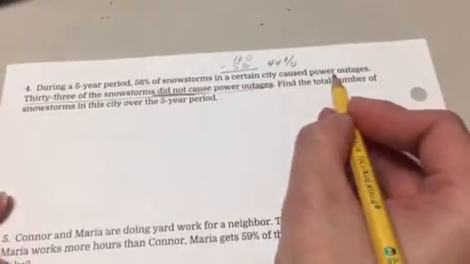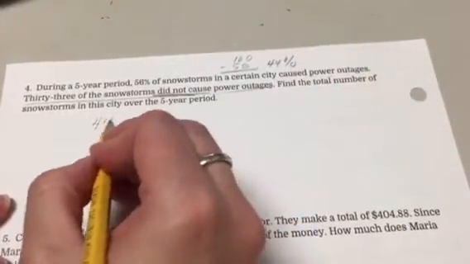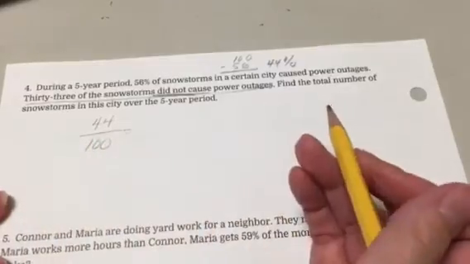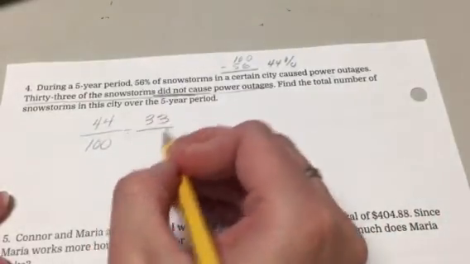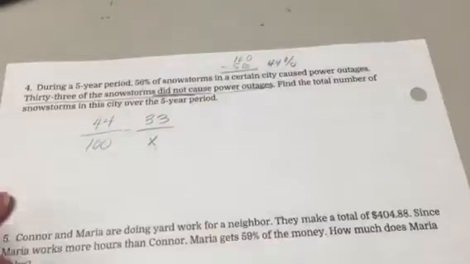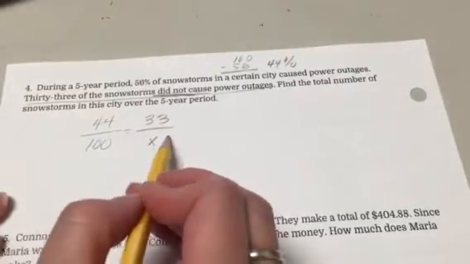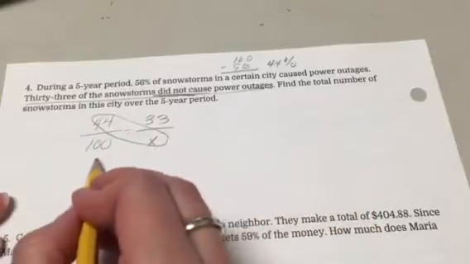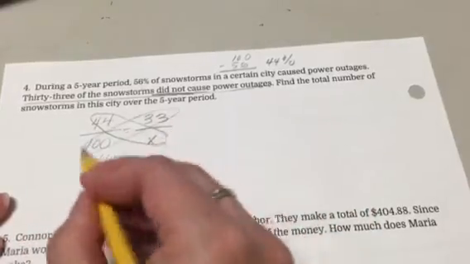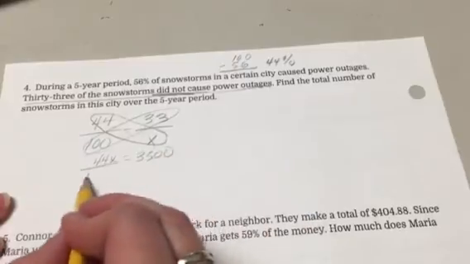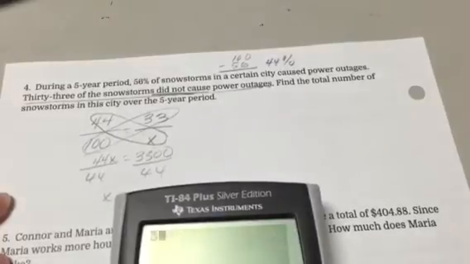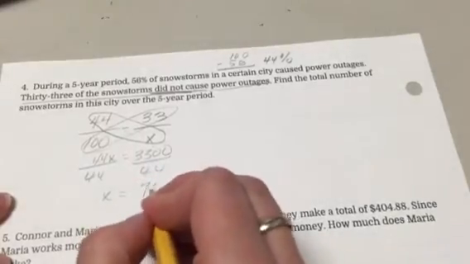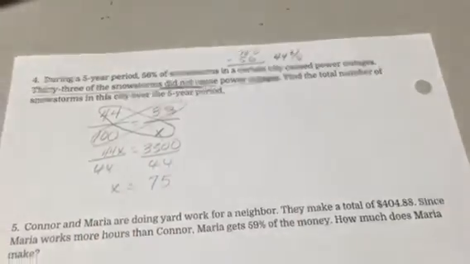Okay, so 44% didn't cause power outages, so I'm going to use that. 44% didn't cause power outages. So that was 33 of the storms. But we want to know how many storms were there in total. So that's why the x goes on the bottom. Then I'm going to cross multiply. I'm going to get 44x, cross multiply, 3,300, divide by 44. Type that into your calculator. 3,300 divided by 44 would be 75 storms. That was a tough one.